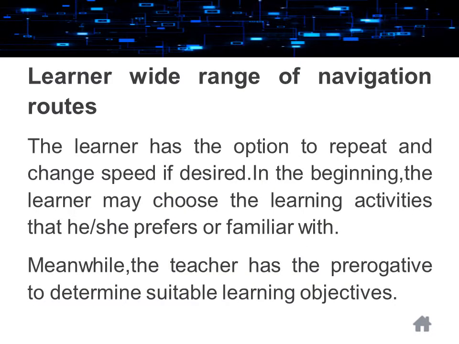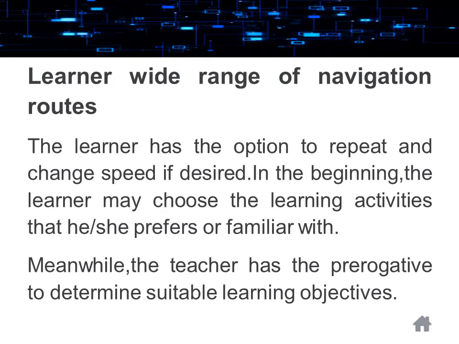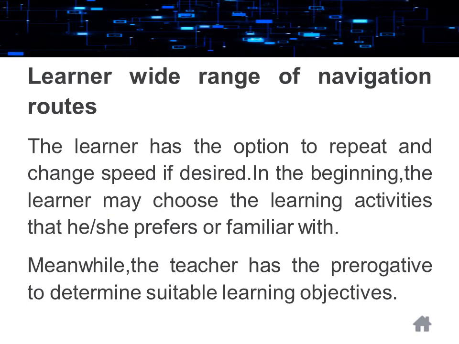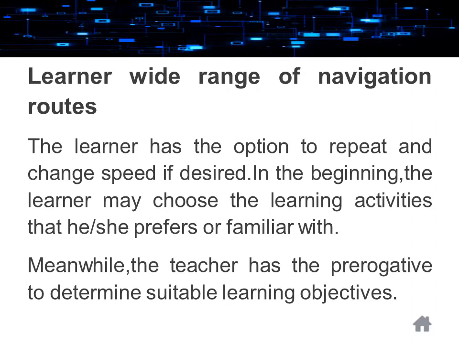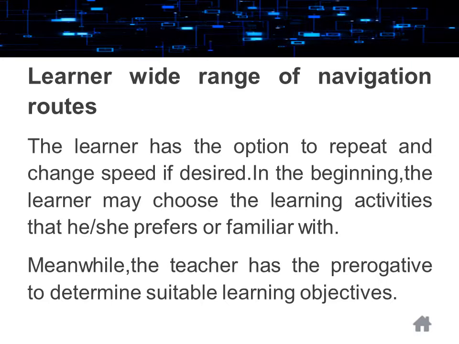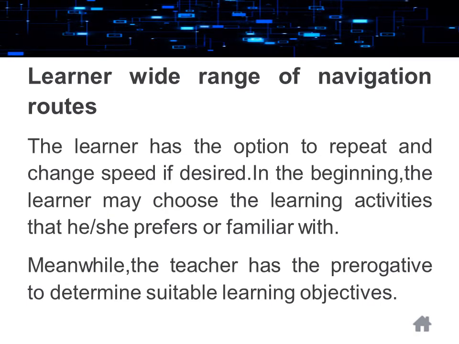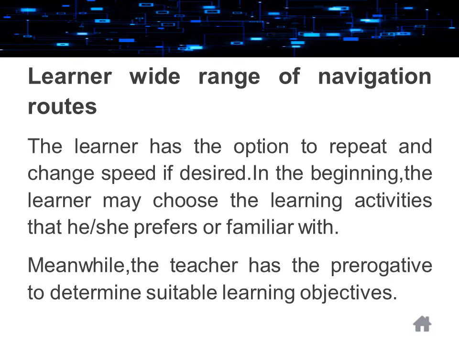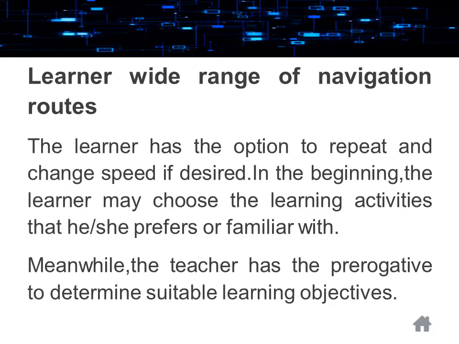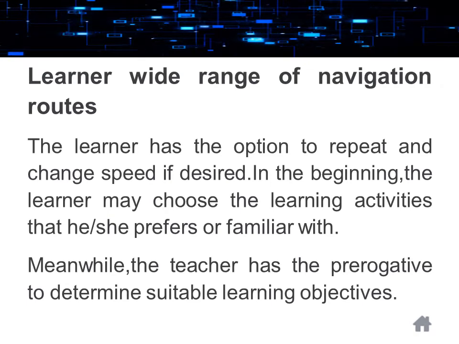Learner wide range and navigation routes. For the most part, the learner controls the sequences and pace of path depending on his or her ability and motivation. The learner has the option to repeat and change speed if desired. In the beginning, the learner may choose the learning activities that he or she prefers or is familiar with. Meanwhile, the teacher has the prerogative to determine suitable learning objectives. The learner also has a wide range of navigation routes, such as by working on concepts she is familiar with. He or she may even follow a linear or logical path, even if the previous activity is half completed. He or she may explore other sections, opting to return or complete the previous activity.